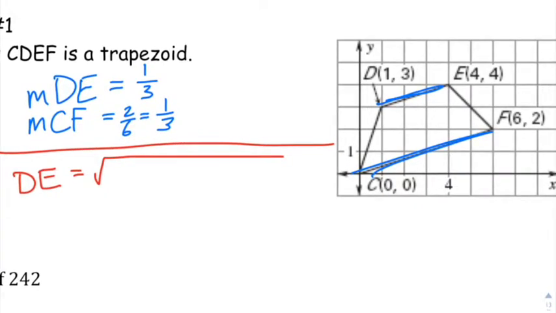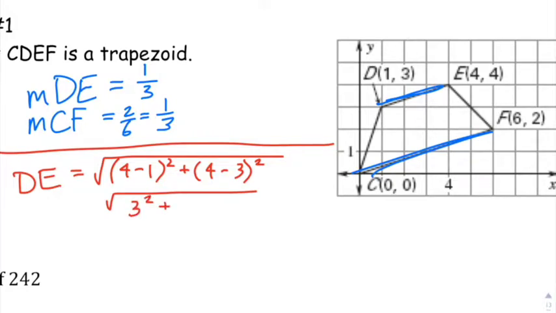So we're going to go difference of our x's, 4 minus 1, and then you're going to square that. And then we need to do the difference of the y values, so that'd be 4 minus 3 for your y values. Okay, 4 minus 1, that'll be 3, so we'll do 3 squared. 4 minus 3, that'll be 1, so that'll be 1 squared. So that'll get us the square root of 10 for that distance.